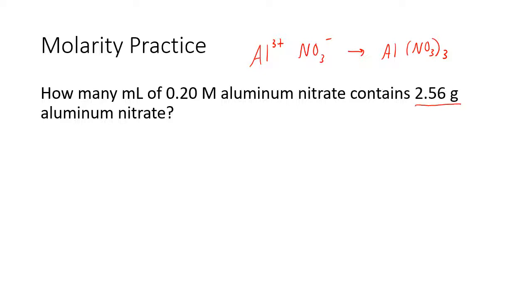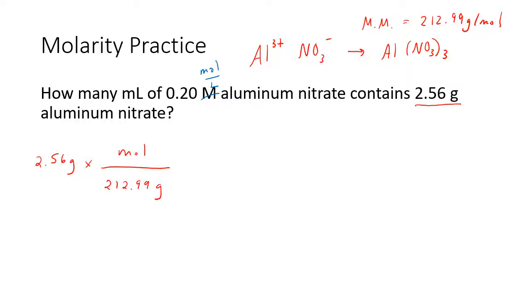Since we're determining milliliters, but we're starting with grams, we're going to need to calculate our molar mass for aluminum nitrate. Our molar mass should be about 212.99 grams per mole. And remember, we can take our molarity, the big M, and write moles per liter, so we can remember that's our conversion factor. Starting with our mass in grams, 2.56 grams of our aluminum nitrate, we'll use our molar mass to convert to units of moles, and we know that there's 212.99 grams in 1 mole.